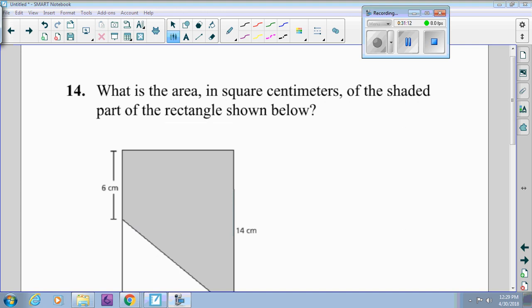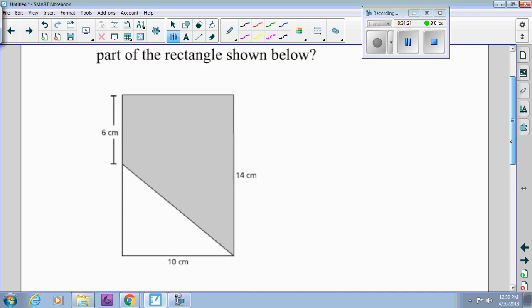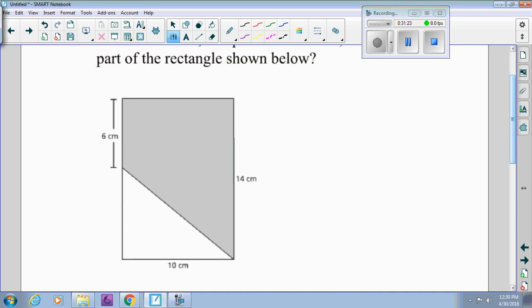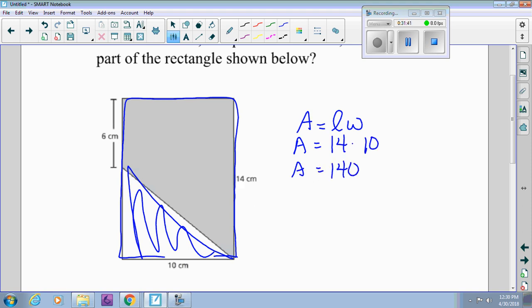All right, last question I'm probably going to go over for today. It says, what is the area in square centimeters of the shaded part of the rectangle shown below? Here's how you approach this. You find the area of this outer rectangle, subtract out this section you don't want. So you're going to do area equals length times width. You're going to plug in 14 times 10, and you're going to get 140. That's the big rectangle, but we want to subtract out part of that.